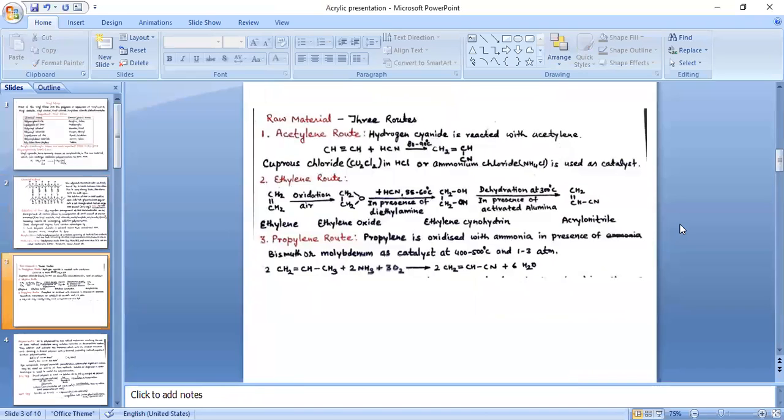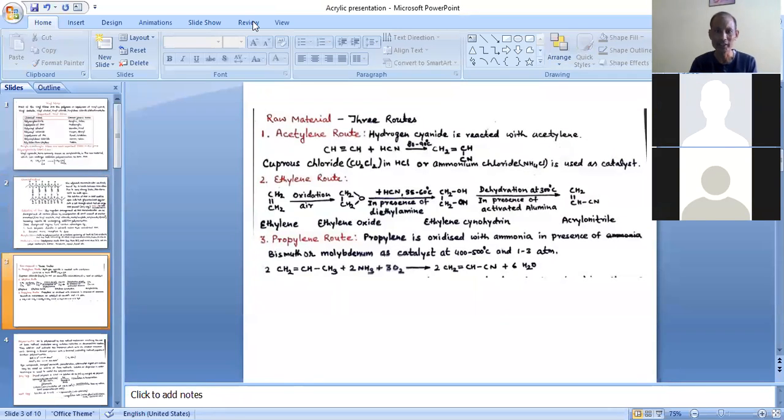Now raw materials, as we have seen, vinyl cyanide is the raw material. So here we are indicating three methods of manufacturing of raw material. One is acetylene route, another is ethylene route, and the third one is propylene route. Any one method can be used, and you can remember any one method for examination purposes. The first route is the acetylene route, which is the easiest route.